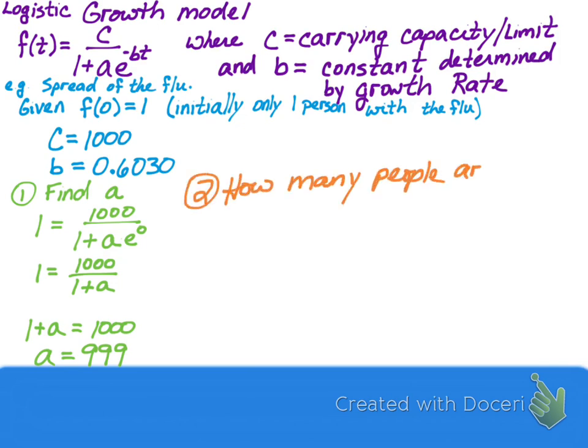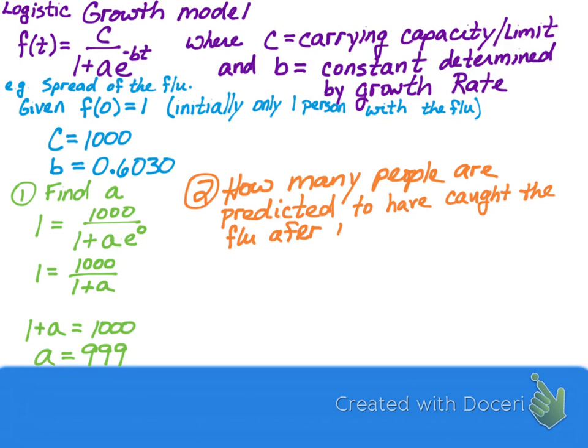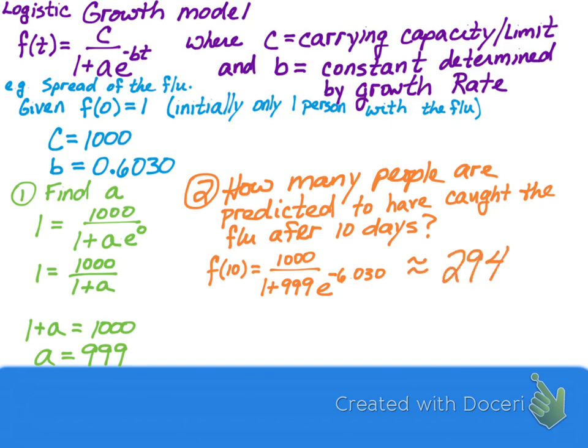Question 2, how many people are predicted to be sick with the flu after 10 days? So f at 10 equals 1,000 over 1 plus 999 e to the negative 6.030. That is b times t, negative b times t. And when I evaluate this in my calculator and round to the nearest person, we find that 294 people are sick.